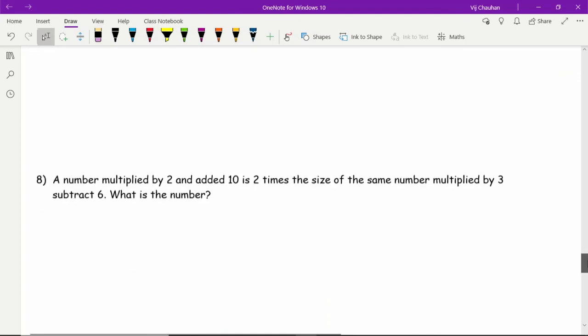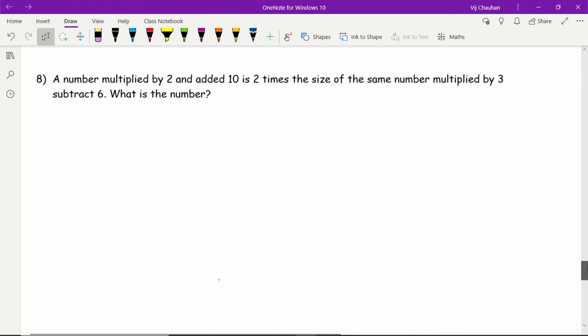Moving on to question 8. So this is where we start moving on to applied questions, where we start working on more worded questions. Here it says that a number multiplied by 2 and added 10 is 2 times the size of the number multiplied by 3 subtract 6. What is the number? With these types of questions, the wording is the one thing that catches a lot of people out. So the first thing we want to do is convert the words into algebra.